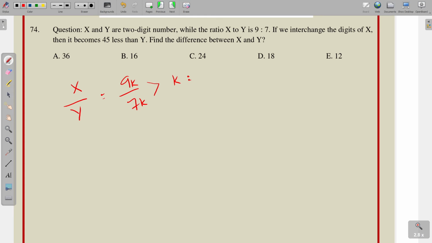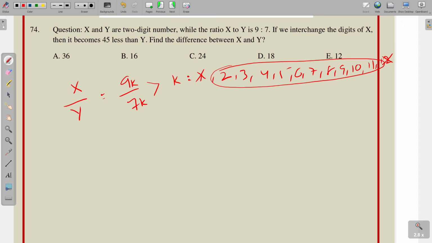It is a 2-digit number, so k is possible for 1, 2, 3, 4, 5, 6, 7, 8, 9, 10. 11 is also possible for the values of k, but 12 is not possible, because if you substitute 12, 12 nines are 108, which is a 3-digit number, but the question gives a 2-digit number. So for a 2-digit number these are all the possible values for k. Among these, we need the one satisfying the condition that interchanging the digits of X makes it 45 less than Y. First substitute 2: X value is 18.